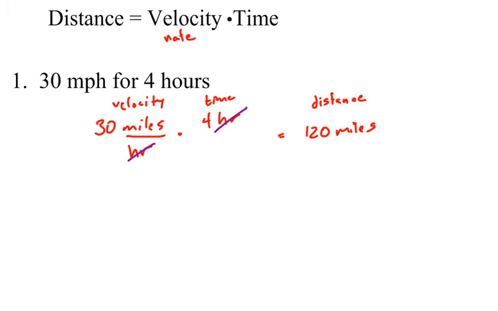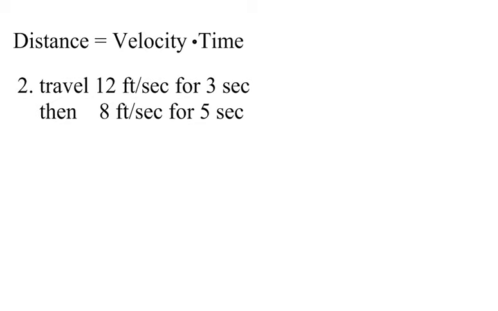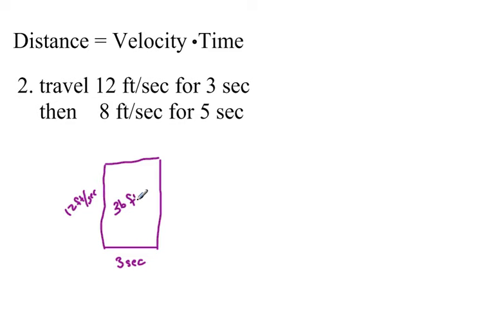Now, on this next one, we're going to see how we can use a little geometry to show this. So in this first one, I'm going 12 feet per second for 3 seconds, and we're going to actually draw a rectangle to show this. On the base here, this width is 3 seconds, and the height of my rectangle is going to be 12 feet per second. Now if we multiply those, we get area, and our area ends up being 36 feet.